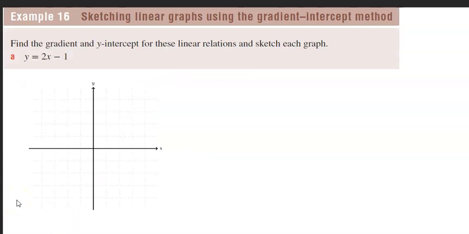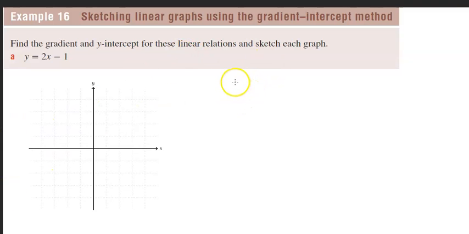Alright, I'm going to do a couple of examples, and just for today's class, you're going to focus on just question 3. Question 4 onwards, I'll teach in class. For now, let's just try to get our sketching linear graphs abilities at an adequate level before we tackle other types of questions. This question is taken straight from the textbook, example 16 from exercise 1F, I believe. It says find the gradient and y-intercept for these linear relations, and sketch each graph. So right now we have y equals 2x minus 1.